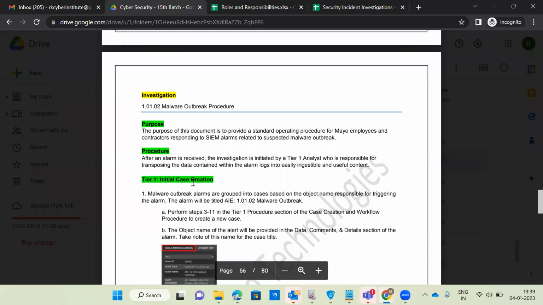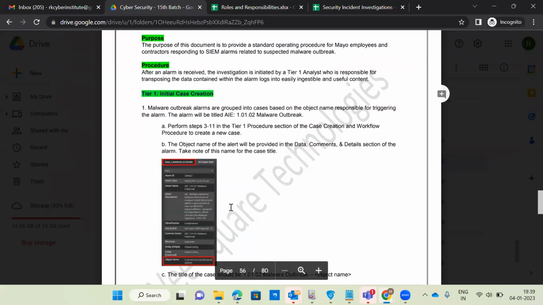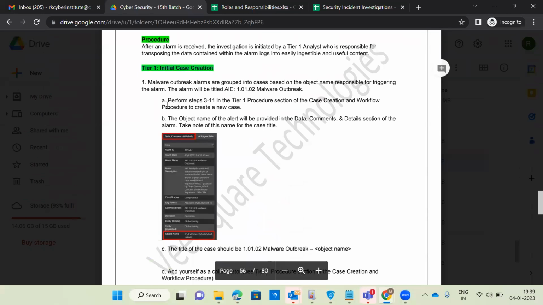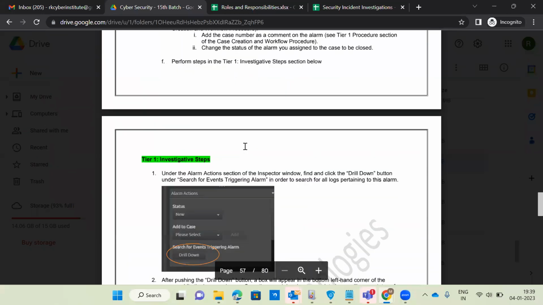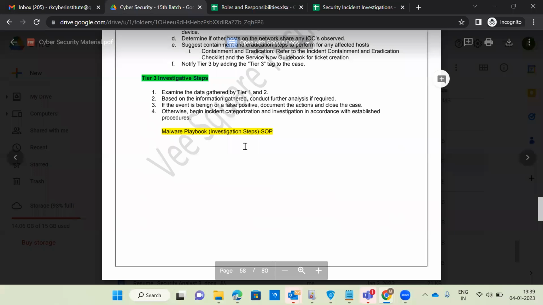What is Tier 1? Tier 1 is nothing but L1. What will the L1 team do? The L2 team will do Tier 2. What will the L3 team do? Is it clear now? Yes. For every attack, SOPs will be there. SOP means standard operating procedure document, a step-by-step process of incident investigation.